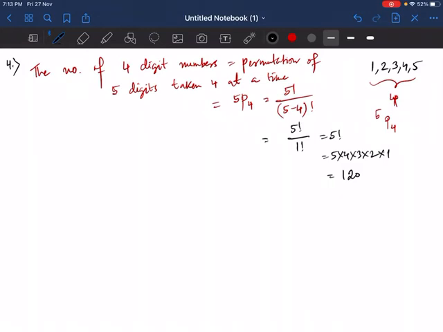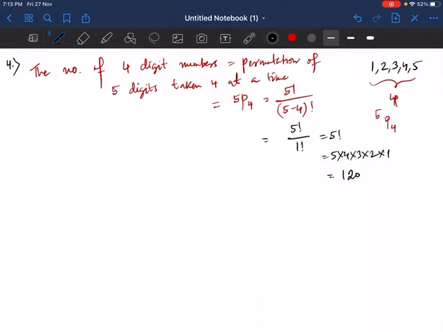Now it was very easy. Now the second part is how many of these will be even? So this is the total number of 4-digit numbers we got. Now they have asked you how many of these 120 numbers which we got are even.